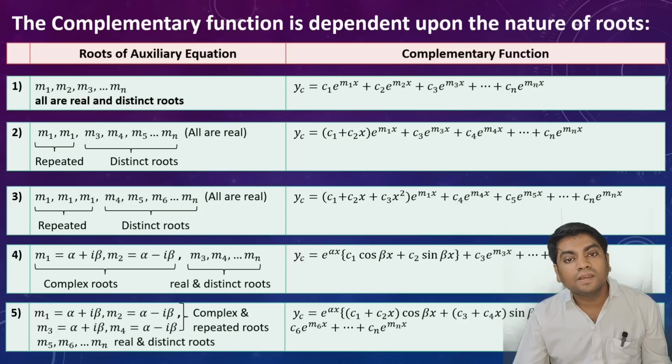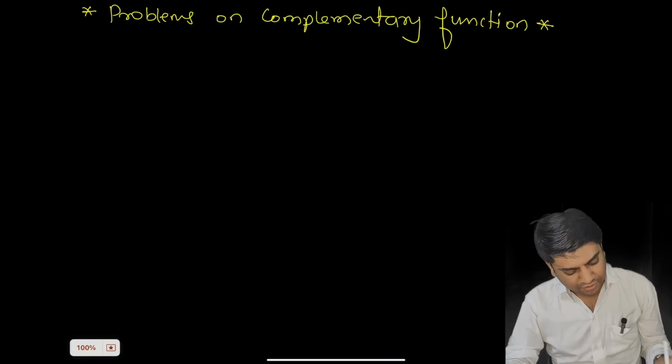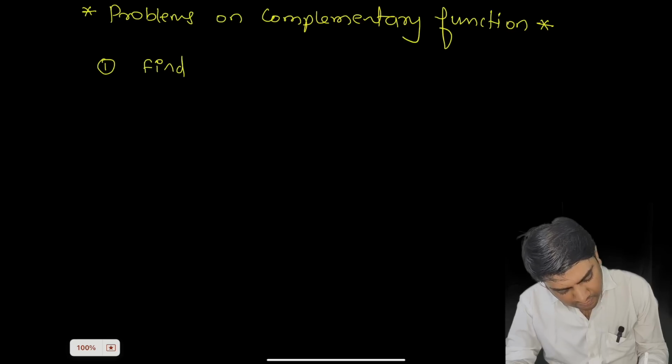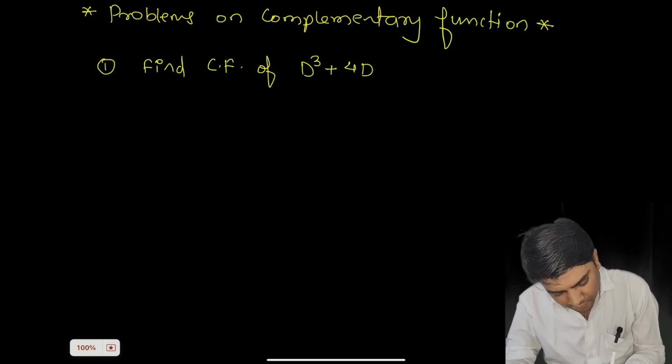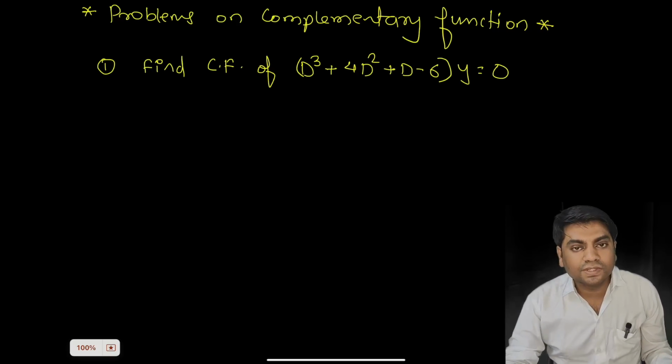By using these, we can find the complementary function. So just remember all these formulas, we are going to find the complementary function by using these formulas. So let's see some problems based on complementary function. So first one, find complementary function of d cube plus 4d square plus d minus 6 into y is equal to 0. So this is the question.